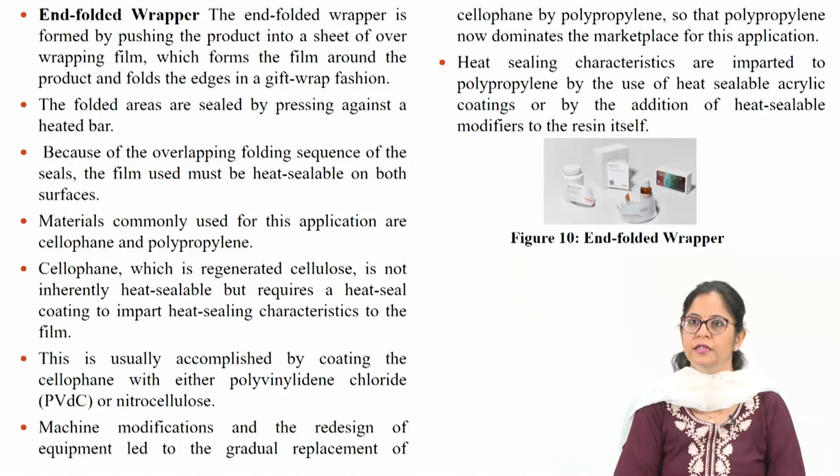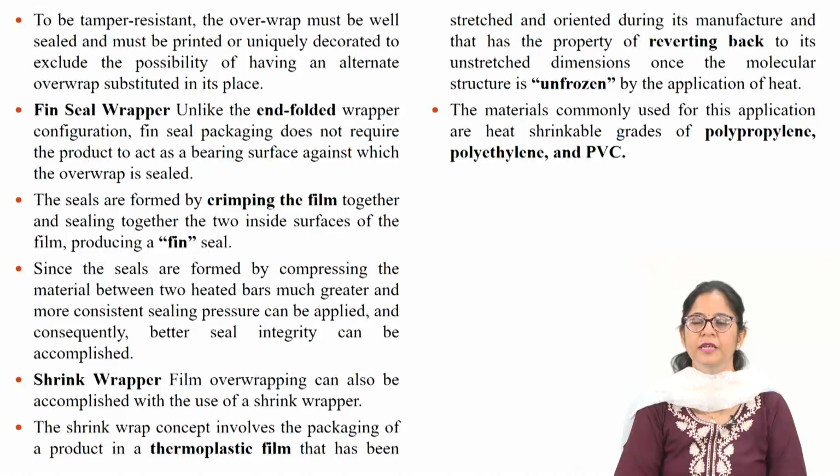Heat sealing characteristics are imparted to polypropylene by the use of heat sealable acrylic coatings or by the addition of heat sealable modifiers to the resin itself. To be tamper resistant, the overwrap must be well sealed and must be printed or uniquely decorated to exclude the possibility of having an alternate overwrap substituted in its place.